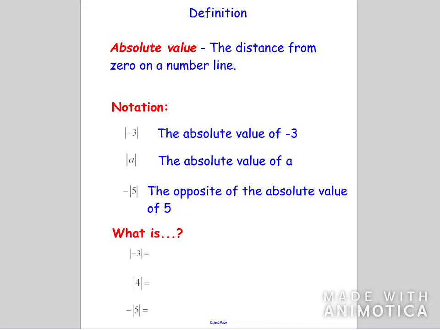Hello everybody, this video is going to be on absolute value. So first let's define absolute value. Absolute value is the distance from zero on a number line.